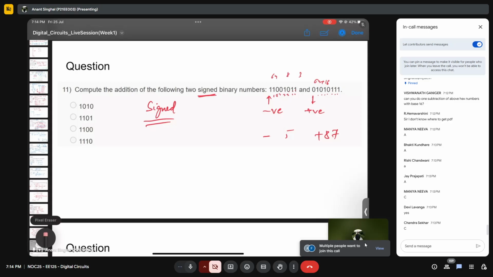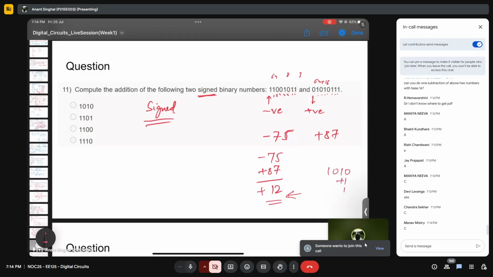Even if you do a direct addition, this will be plus 12, and the 2's complement of this number would be the final answer. So plus 12. 12 is 8 plus 4, so 1, 1, 0, 0. Sorry, it will be 0, 1, 1, 0, 0.